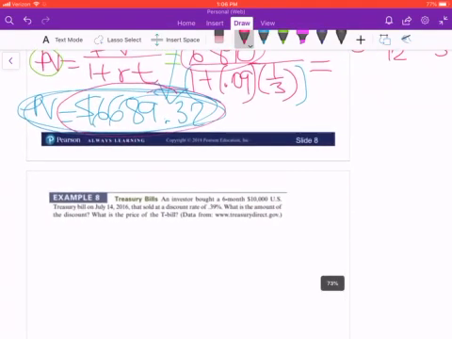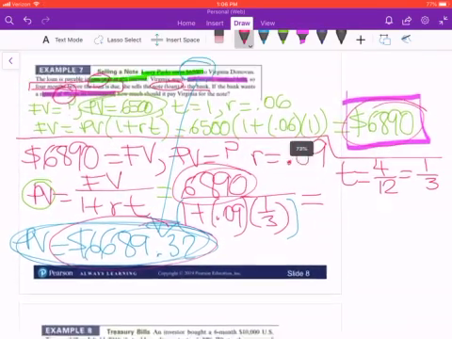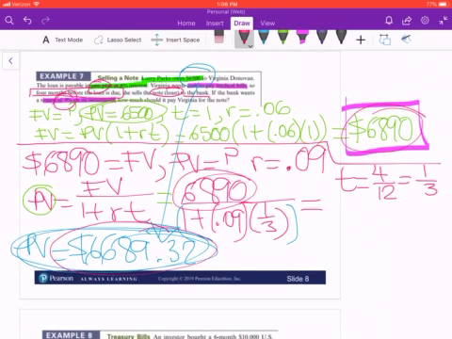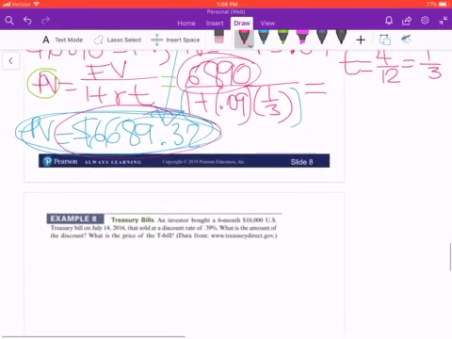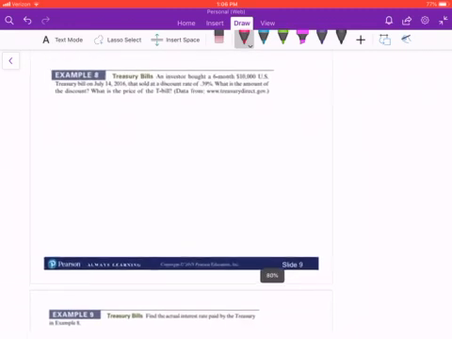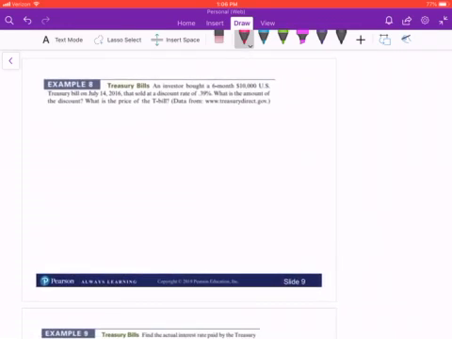Okay, so if you notice, they made a little more. No, they actually made the exact amount of what they were supposed to make for a full year term. Okay, so let's move on to example 8.